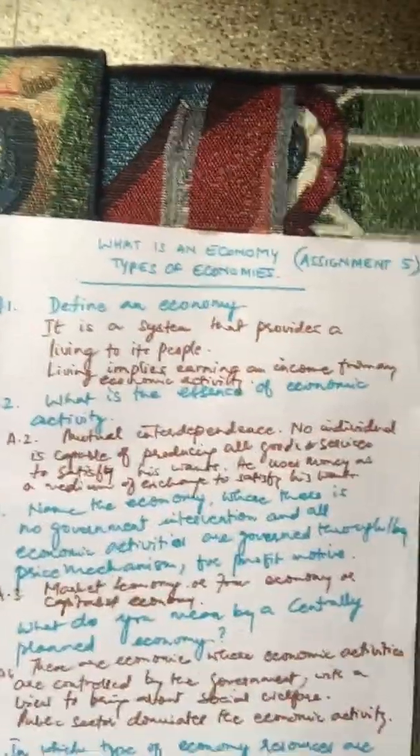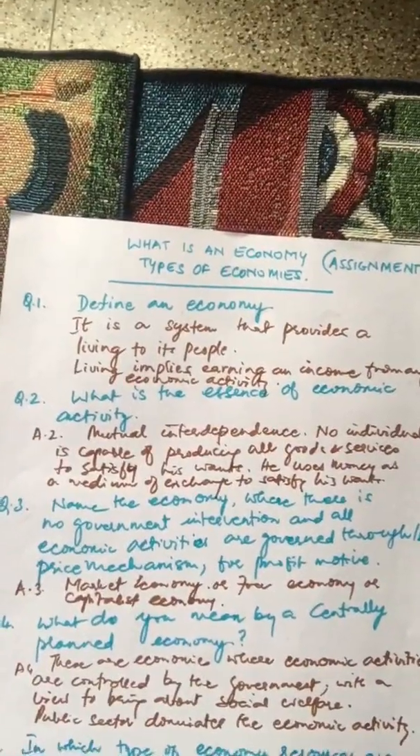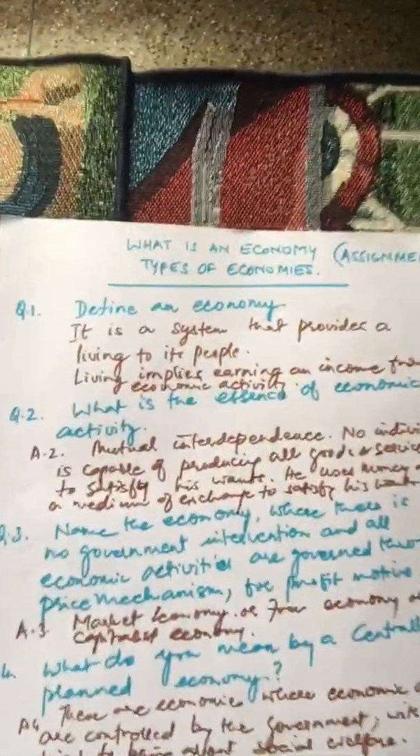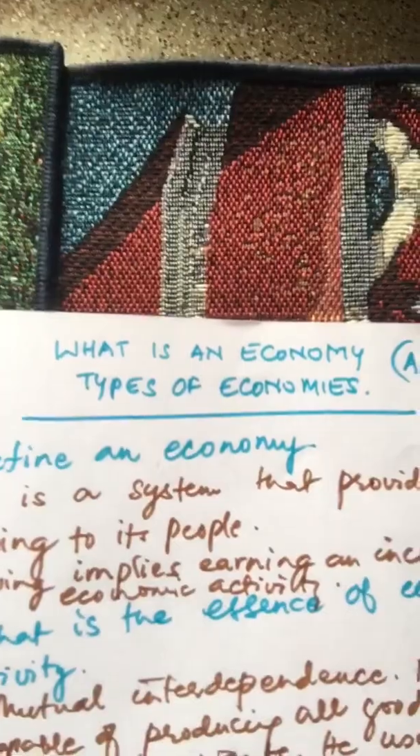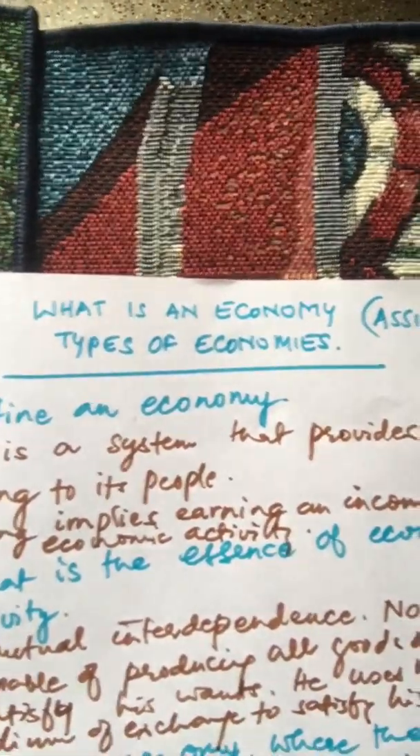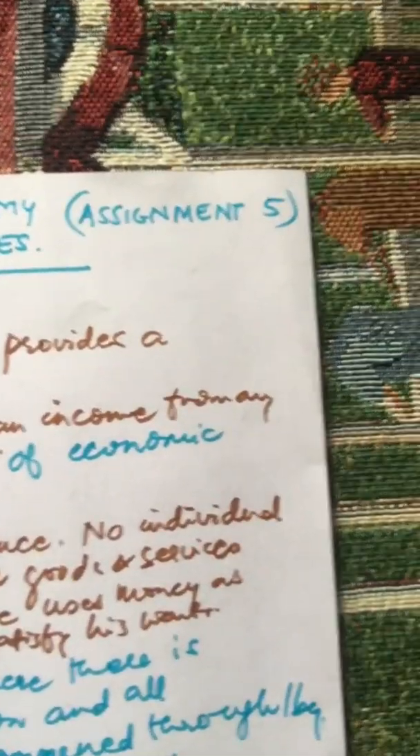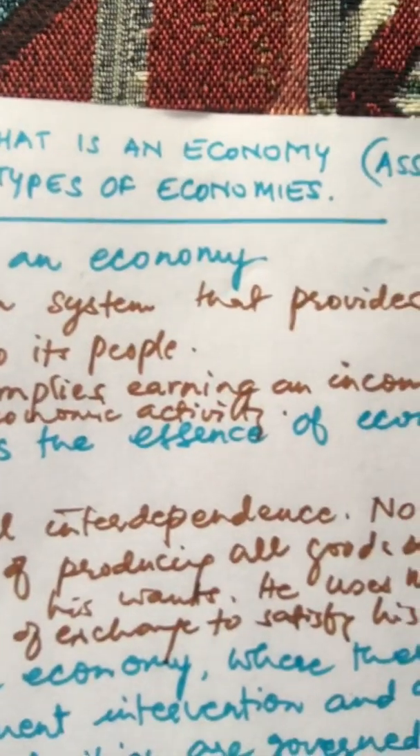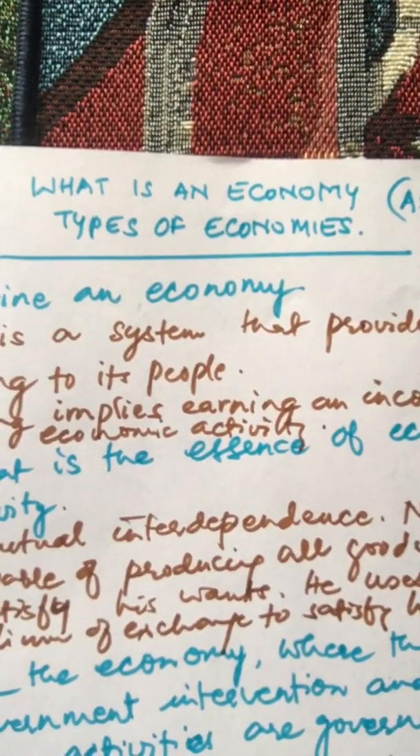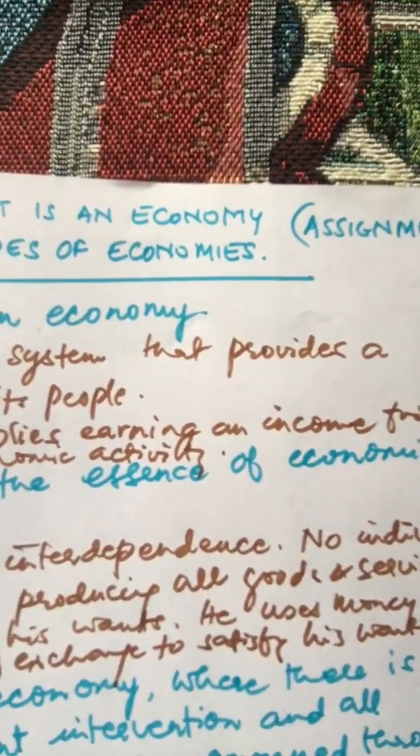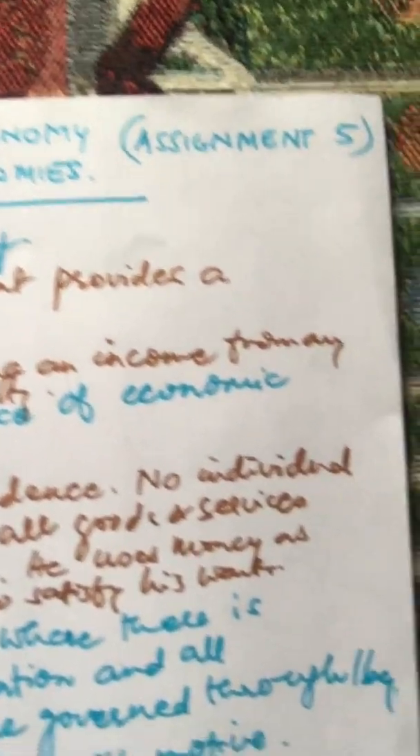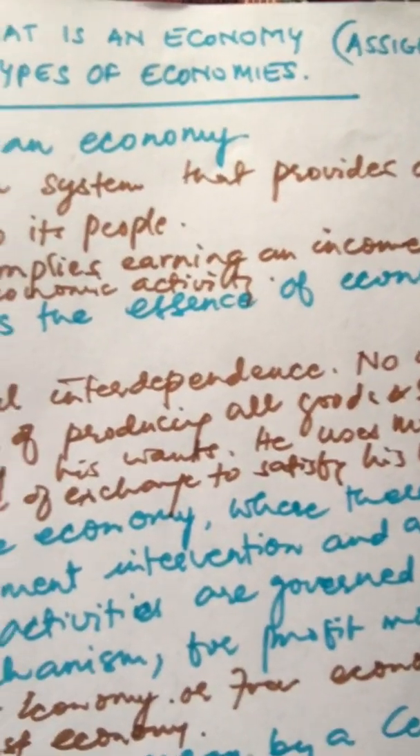Then we come to the answers of assignment number 5. Remember what we did, what is an economy and the types of economies. These were the questions that I asked you. First is, define an economy. It is a system that provides a living to its people. Living implies earning an income from any economic activity. And economic activities are any activity which we perform for a gain or for a monetary exchange.